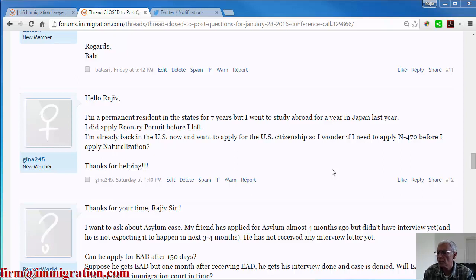Once again, I repeat it for you, Gina. If you have not been outside at a stretch for a year or more, you can apply right now if you meet the 2.5 years of physical presence in the last 5 years. If you've been outside for a year, but you had a re-entry permit, you can only apply after 4 years and 1 day, assuming that you maintained your 2.5 years of physical presence during that 4 year and 1 day time. Okay.